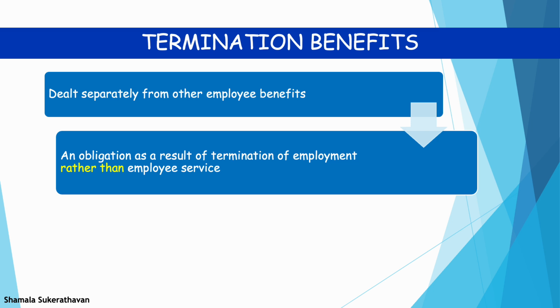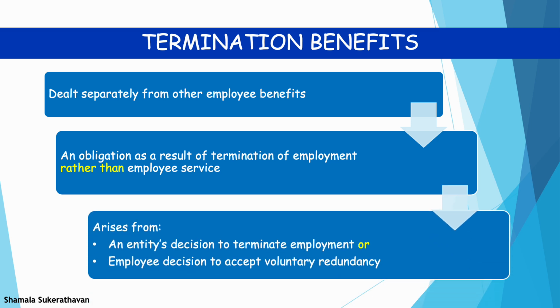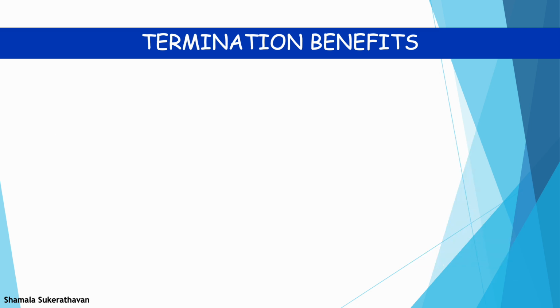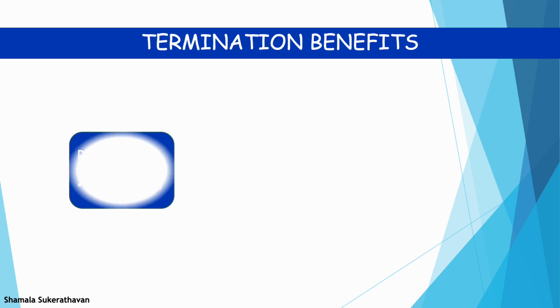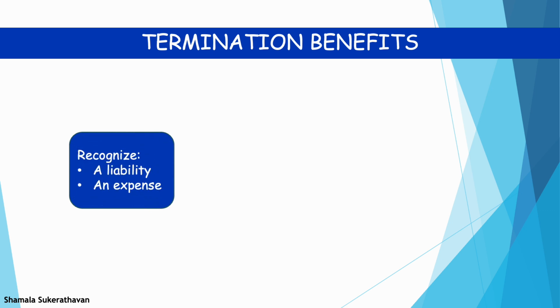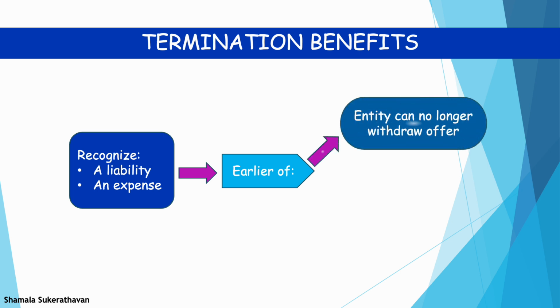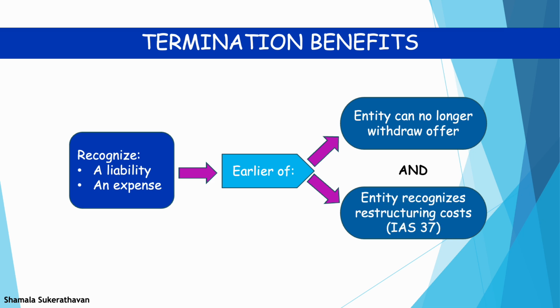Termination benefit arises from an entity's decision to terminate employment or an employee's decision to accept an entity's offer of benefits in exchange for termination of employment. An entity shall recognize a liability and an expense for termination benefit at the earlier of the date when: 1. An entity can no longer withdraw the termination benefit, and 2. The entity recognizes restructuring costs in accordance with IAS 37, Provisions, Contingent Liabilities and Contingent Assets.